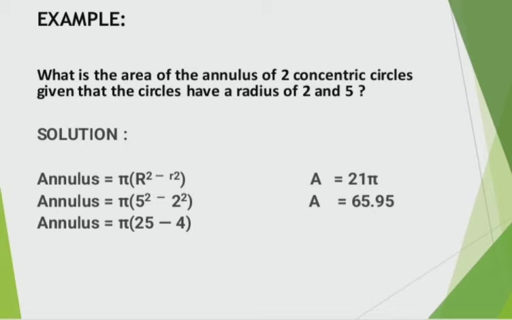So here's the example. What is the area of the annulus of two concentric circles, given that the circles have radii 2 and 5? Here's the formula and the solution. Substitute 5 and 2. 5 squared is equal to 25 and 2 squared is equal to 4. So 25 minus 4 is equal to 21. So 21 pi is equal to 65.95.